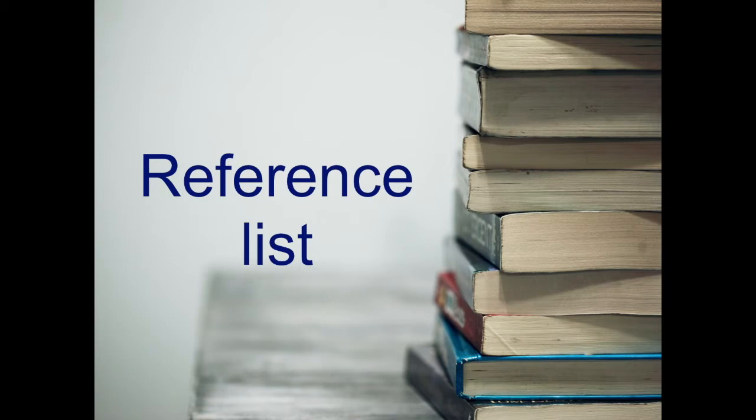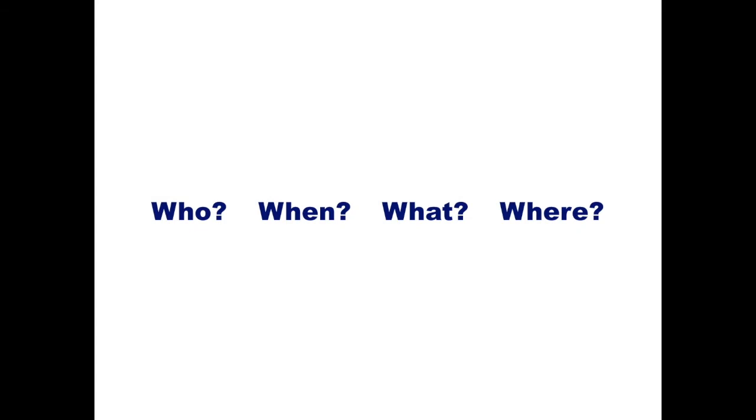Let's move on to the reference list. In an APA reference list, there is going to be a standard format to the reference. It will follow in order these questions. Who wrote the paper? When was the paper written? What is the title of the paper? And where can it be found?